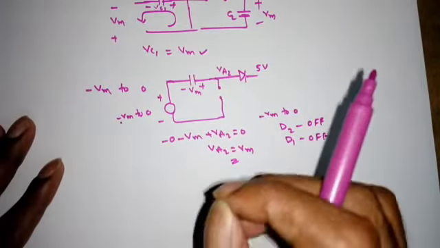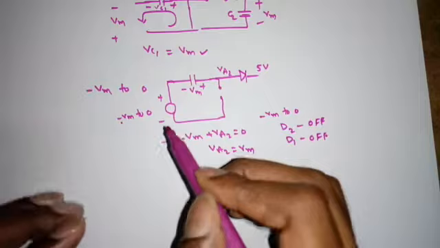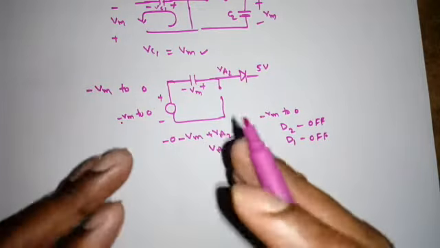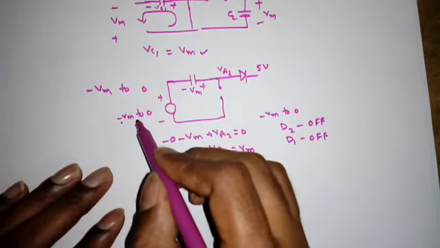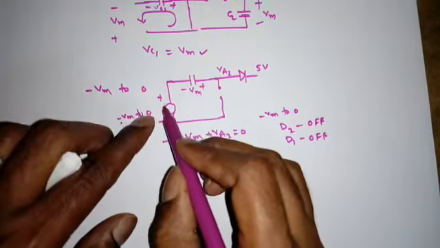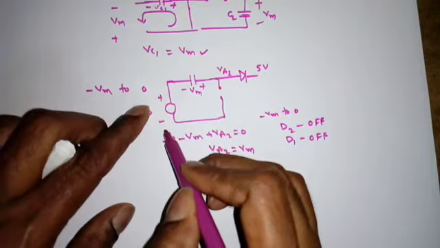I hope it is clear. If it is not clear, what you can do is apply some numerical values, then it will be very simple, right? From minus Vm to 0, you can apply any middle value, minus 2 volts. So here minus plus 2 volts, right?